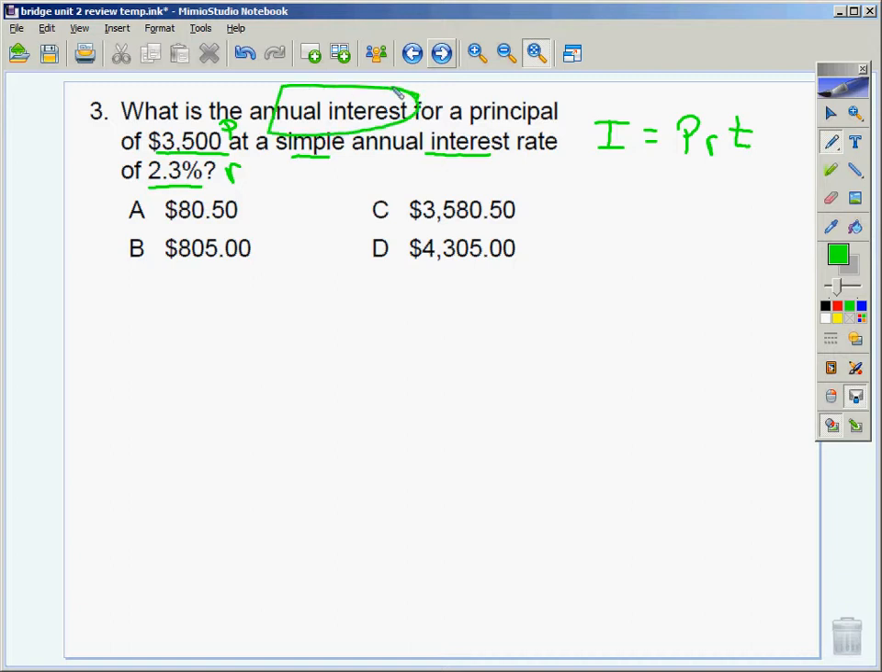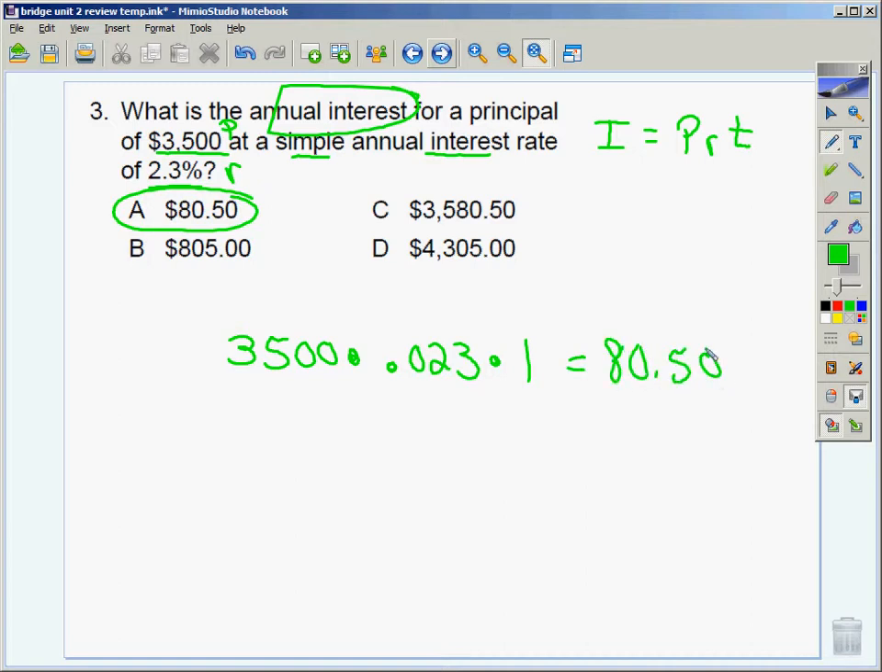It says, what is the annual interest? What's my time? 1 year. Annual. So, principal, 3,500, times my rate, 0.023, times my time, which is 1. And the correct answer then for this problem was A, $80.50. Questions for number 3?